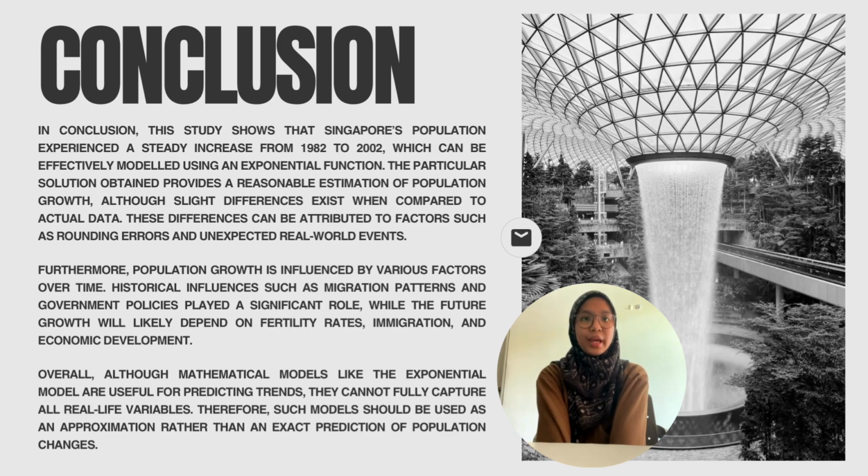Lastly, we conclude that this study shows that Singapore's population experienced a steady increase from 1982 to 2002, which can be effectively modeled using an exponential function. The particular solution obtained provides a reasonable estimation of population growth, although it is slightly different from the actual data. This difference can be attributed to factors such as rounding errors and unexpected real-world events.